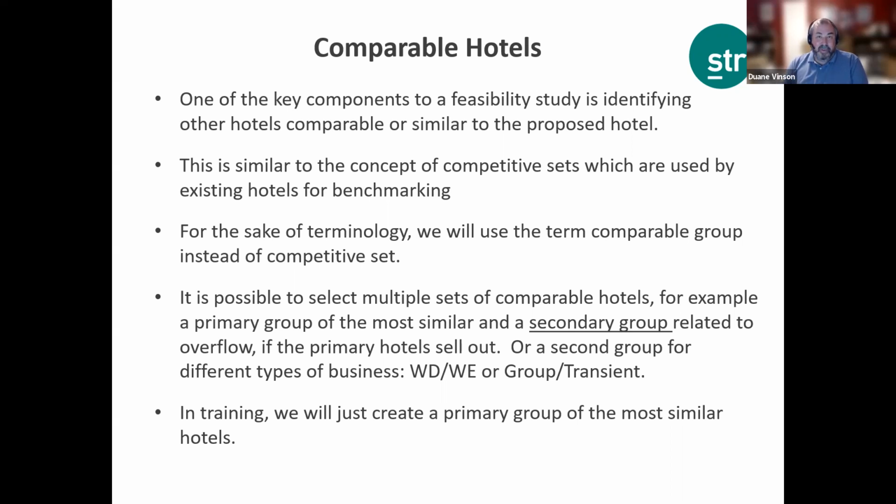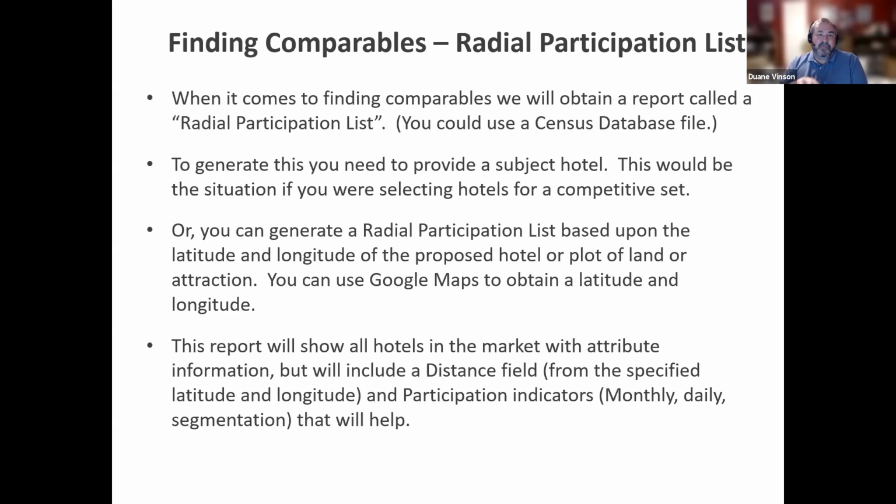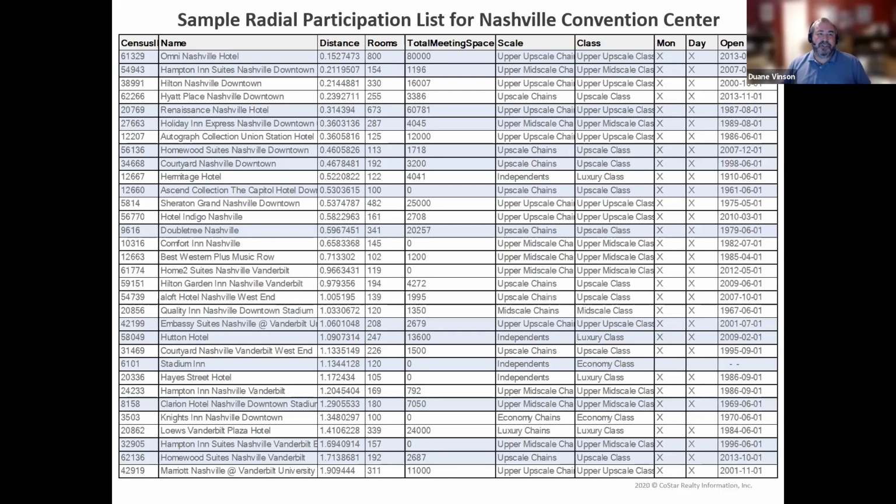It is possible to have more than one competitive set or comparable set. As we talked about in the CHIA training, we talked about some of the situations when you may need to have more than one competitive set. Well, for those same reasons, you could justify having more than one comparable set. For the sake of the training, though, we only have one. All right. Of course, we're going to start with that radial participation list. Once we have that participation list, we're able to start looking at what makes the hotels comparable to our proposed hotel project.